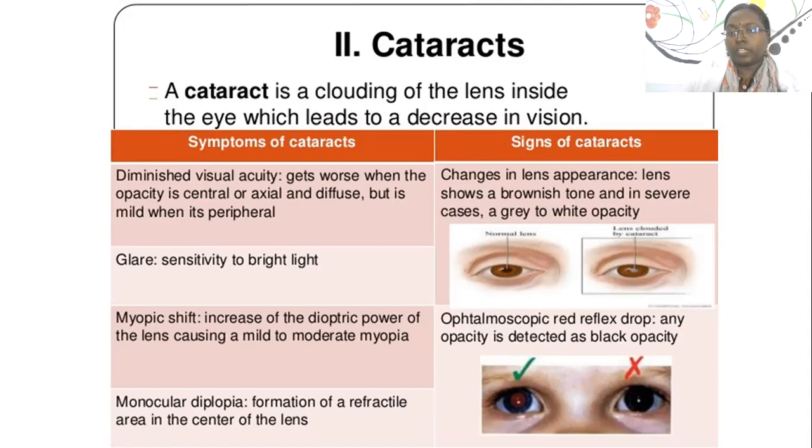Signs of cataract. There's change in lens appearance. The color of the lens can be brown. Mature cataract can be white. On ophthalmoscopy, red reflex is absent in mature cataract.